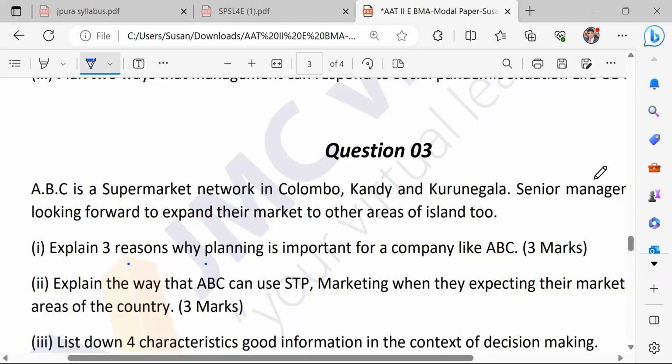Planning provides guidance to the organization. That is very important. Planning provides guidance to the organization on how things are to be done. That is explained by the planning. That is providing guidance. What else?